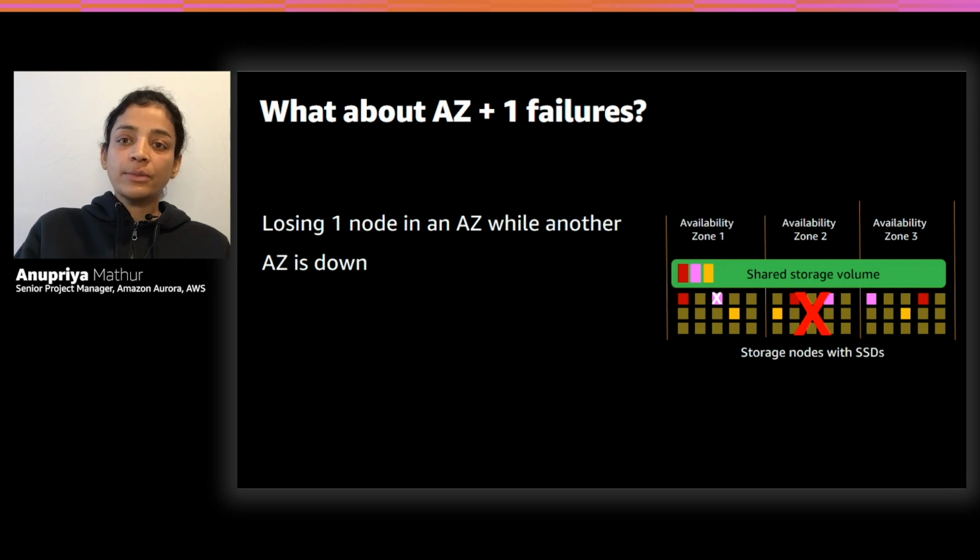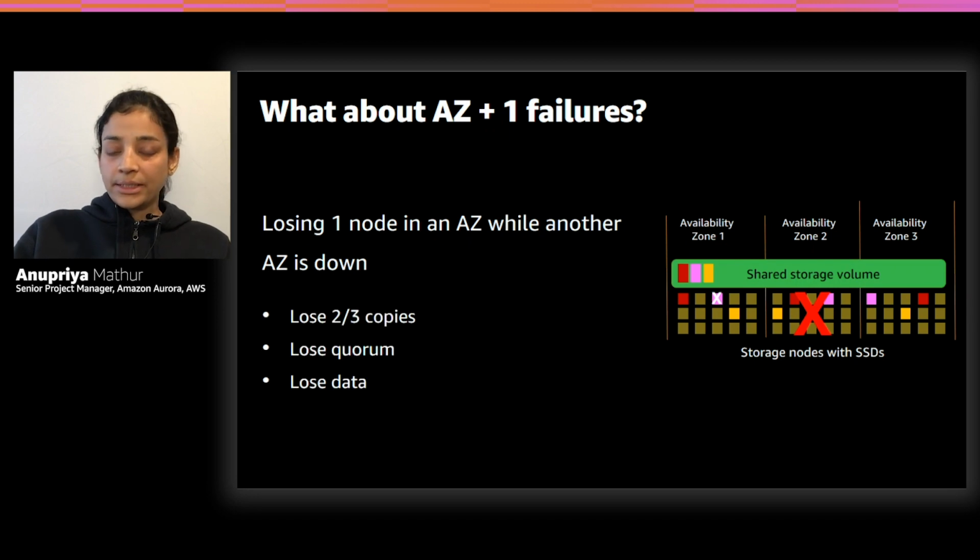But within an availability zone, there are again different things like a node or a disk that can fail. So we're calling it an AZ plus 1 failure. In an AZ plus 1 failure, one AZ is down, and then there is a local failure that happens within the second availability zone. So in that case, you lose 2 out of 3 copies. So you lose your quorum, and then you start losing data as well, which is something you would not want in an enterprise class database.